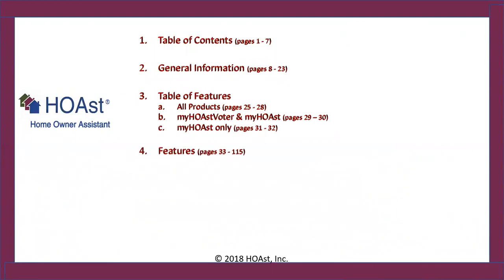And then pages 33 and 115, that's the bulk of the book, would be just the features. And again, the way this is set up is you're going to use the table of features to figure out which one you want to look up, as opposed to reading pages 33 through 115. You'll refer to those pages only when you find a feature that you're interested in doing.